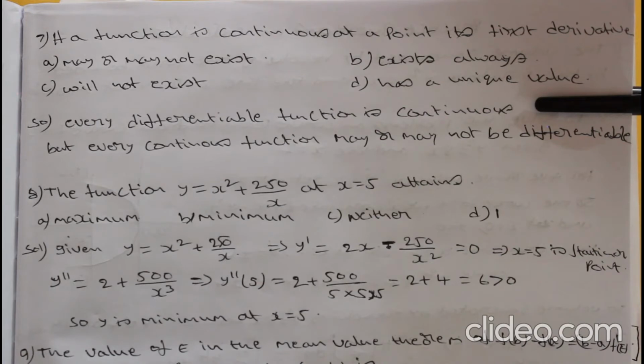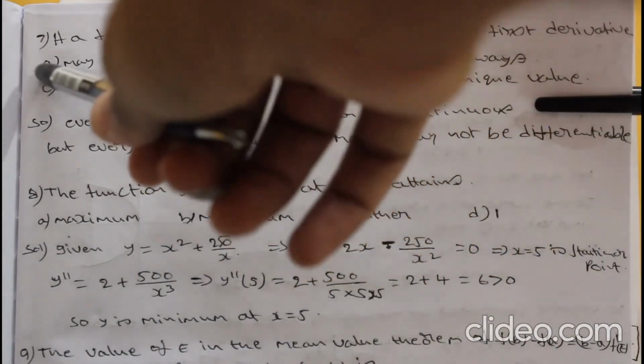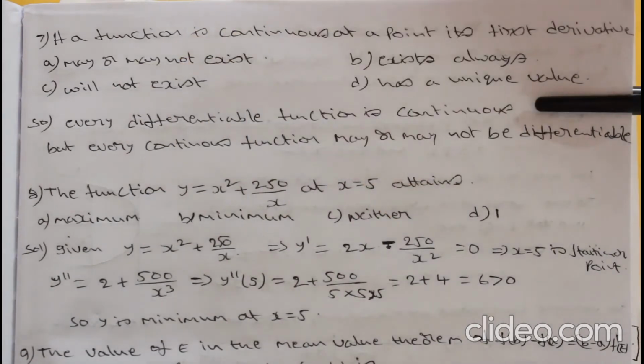At f of x is equal to modulus of x plus 1, it is continuous everywhere, but not differentiable at x is equal to minus 1. Every differentiable function must be a continuous function, but every continuous function may or may not be differentiable. Sometimes it may be differentiable, it may not be. So option A is correct, may or may not exist.